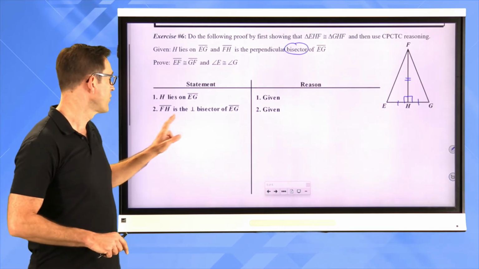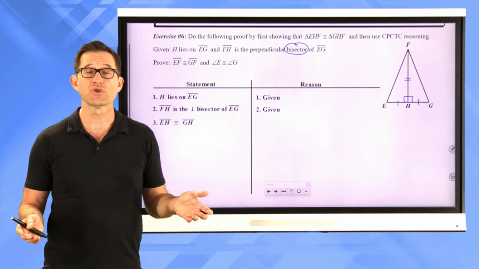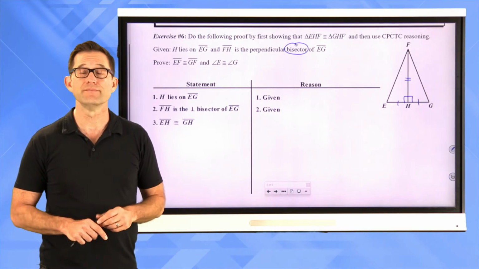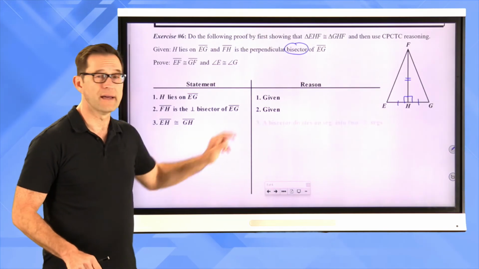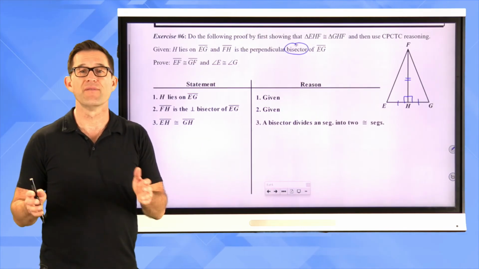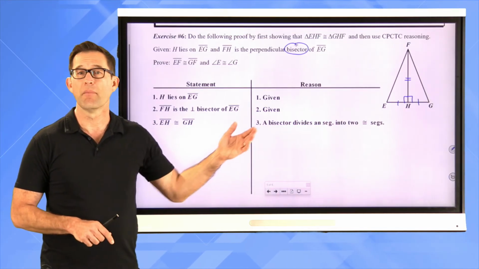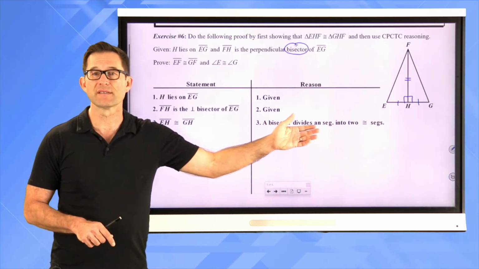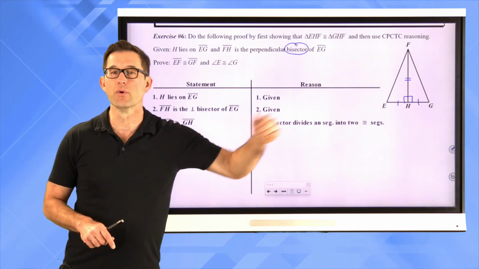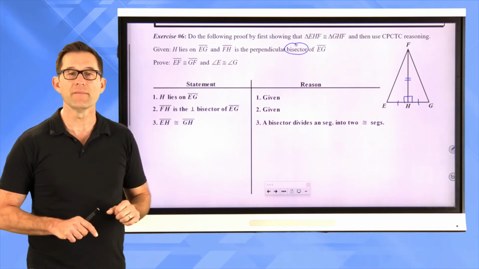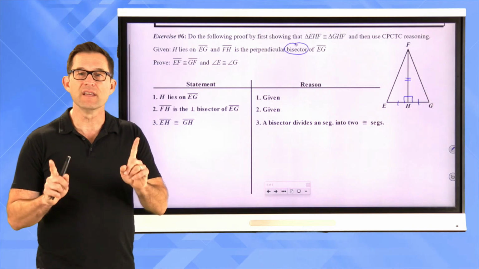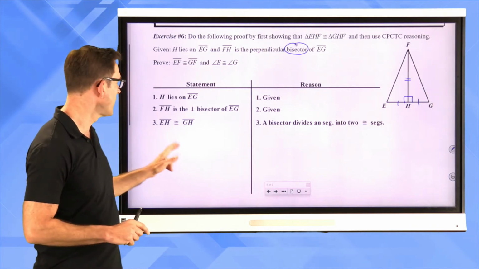So remember, the first thing I said was that EH is congruent to GH. Awesome. Well, why is that? A bisector divides a segment into two congruent segments, right? A bisector divides a segment into two congruent segments. All right?